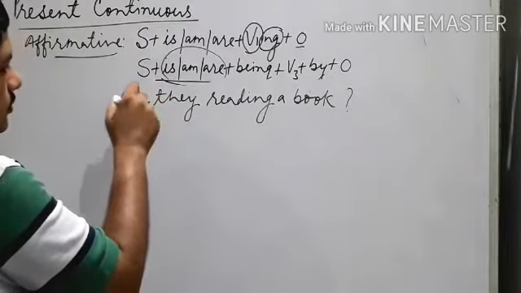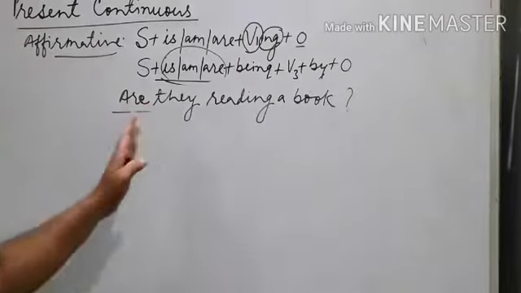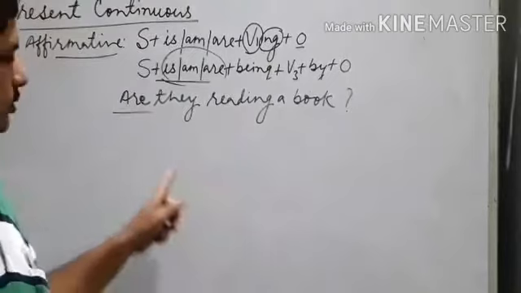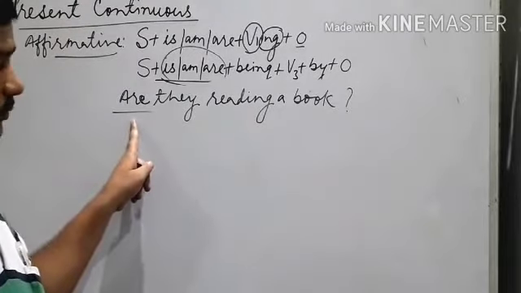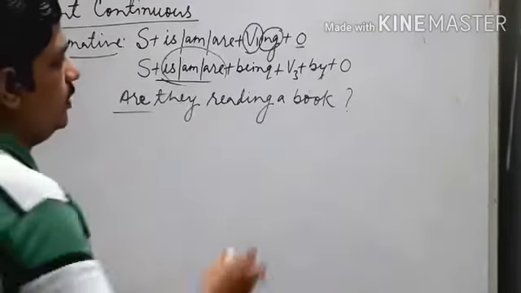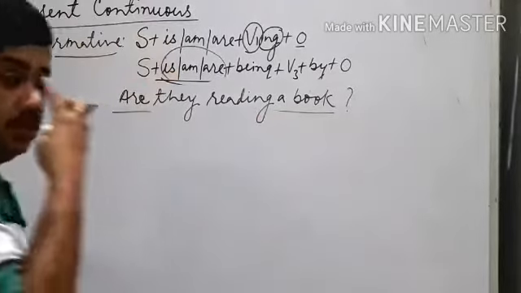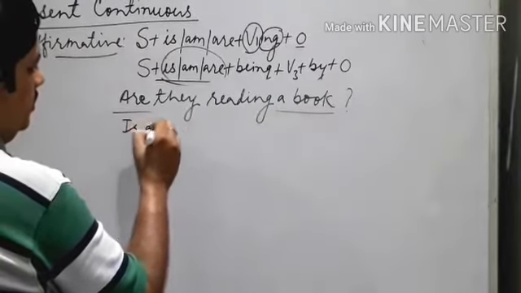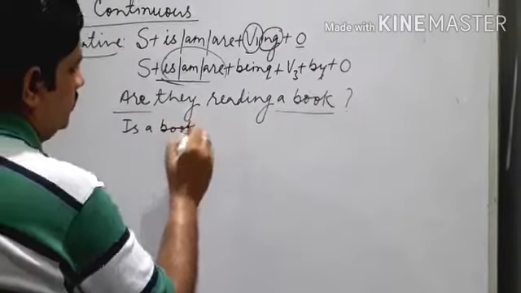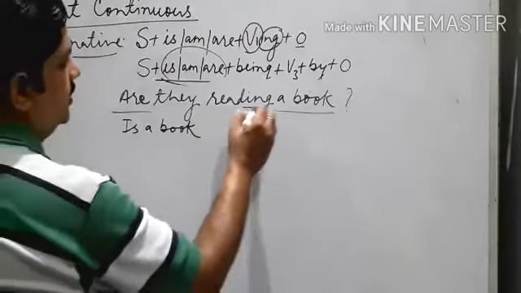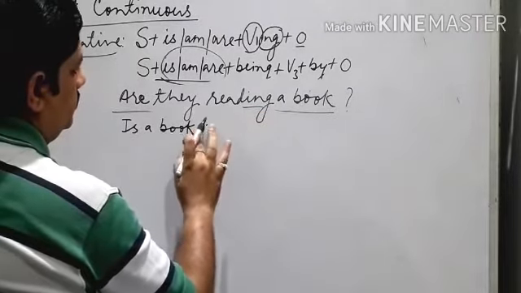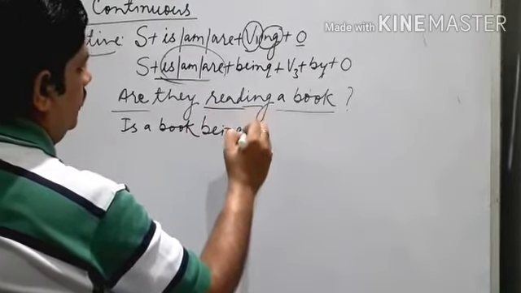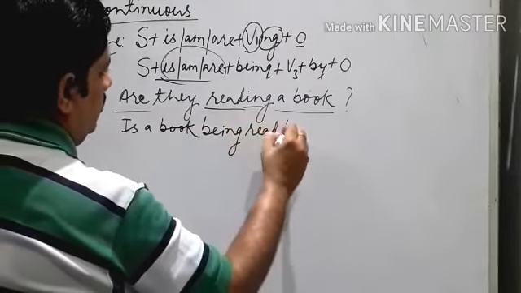What we do, let it be interrogative first, because if active is interrogative, passive must be. This is the rule. So are, it is according to they, but now we have to use it according to this singular, a book. So, is a book. Then change this ing into being. Is a book being. Third form, read. By.